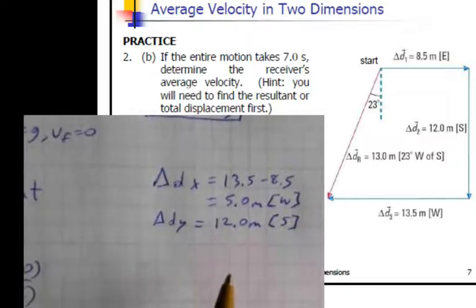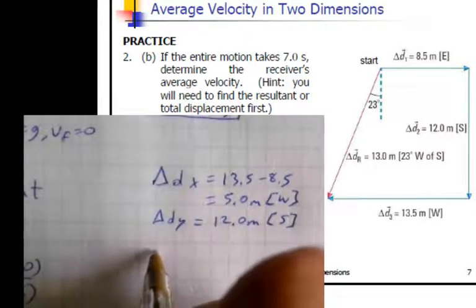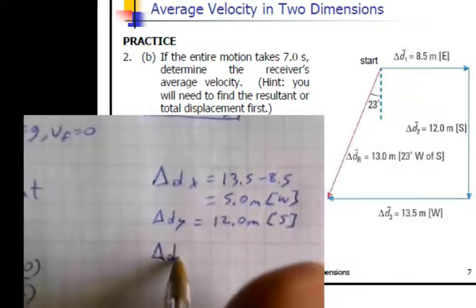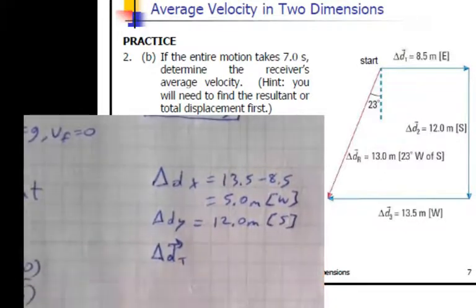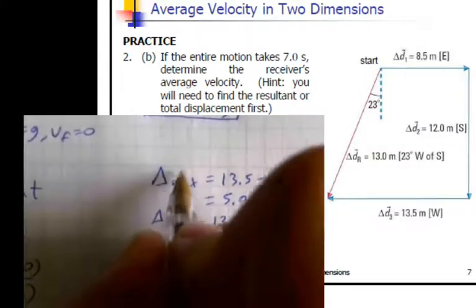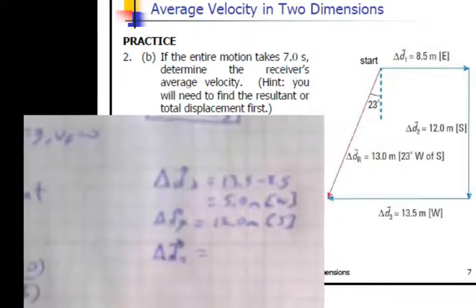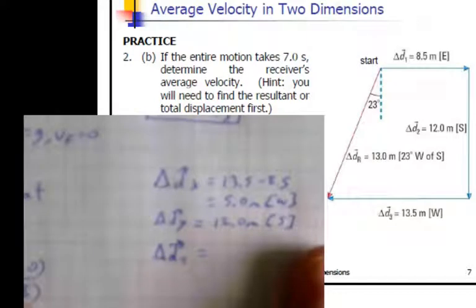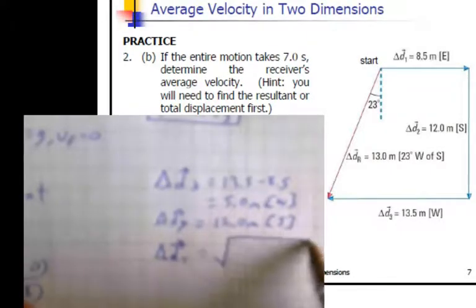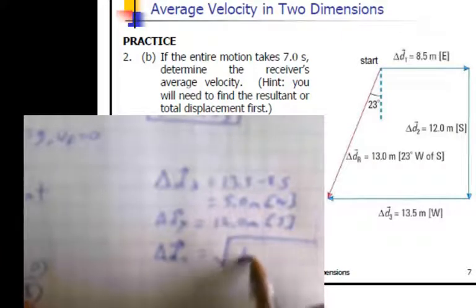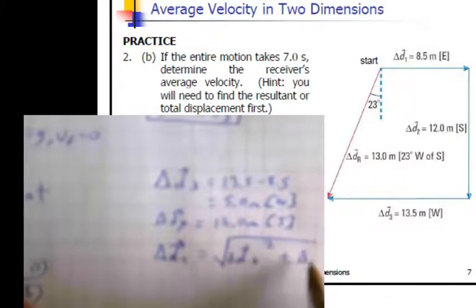To find my resultant displacement, my delta d, I have been dropping these arrows above, but these are all vectors. It is equal to finding the square root of my delta dx squared plus my delta dy squared.